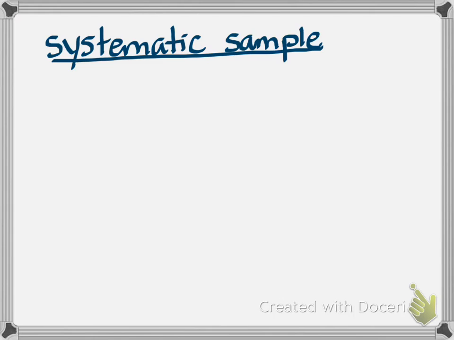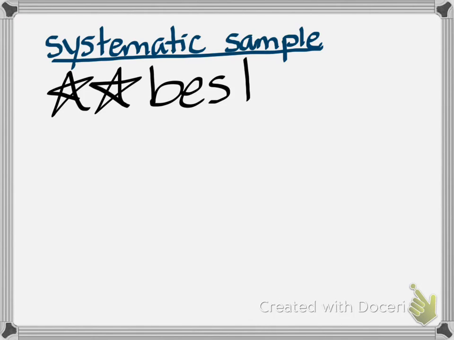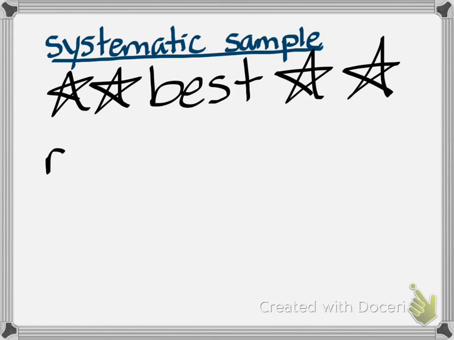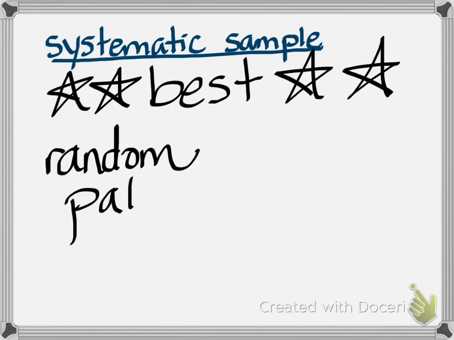Systematic sample. Okay, this is the best kind. This is the one we want all surveys done with because it's random. It's choosing names off a list based on a pattern. There's usually a pattern.